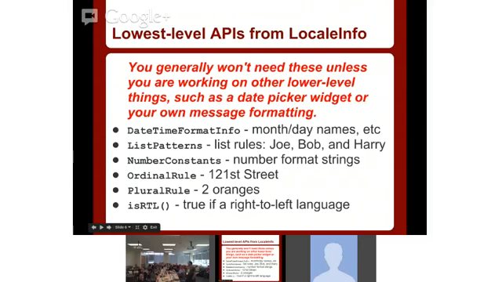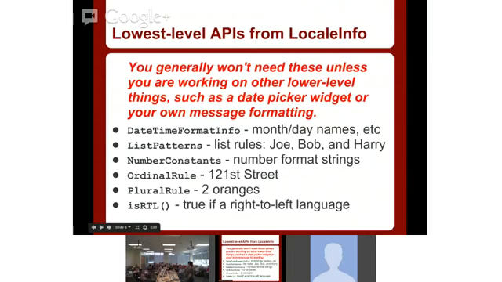There's even lower level APIs, and most of the time you're not even going to worry about these. If you're doing your own message formatting, or if you're writing a date picker widget, things like that, you might actually have to worry about these. So like datetime format info, that'll have the names of the months and days. It'll have what is considered the first day of the week to show on the calendar, things like that.